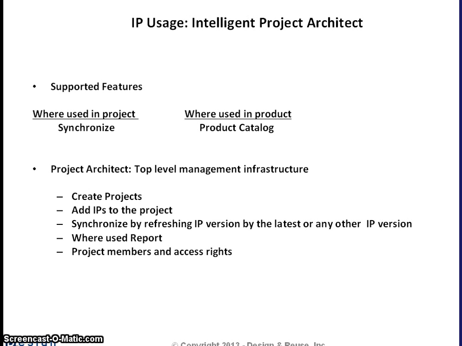So we call it intelligent project architect. When you work in a creation manner, you can create a project, add IP to the project, and also synchronize by refreshing the IP version. You're working on a project and you have worked with a version of an IP. There was another version available. As a recording, you can switch. You can say, okay, I replace this IP version by another IP version, and it is recorded for your project. At any time, you have what we call a where-used report. Where is this IP used? And, of course, emit the alert we spoke about earlier.